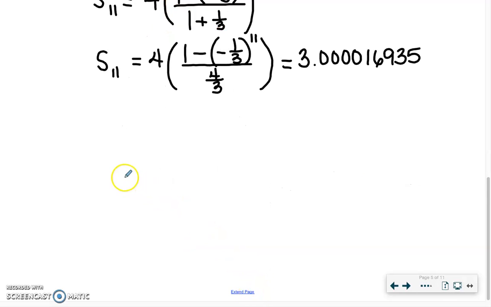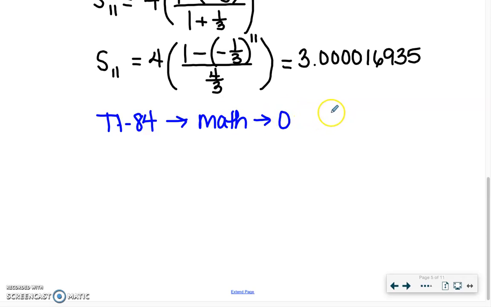If you have a graphing calculator, there is a summation option. On a TI-84, you can go to math, and I think it's all the way down at option 0, and it'll give you a summation, and then there will be little fill-in-the-blanks where you'll fill in where to start, where to stop, and then you'll fill in the whole formula, just like we did.